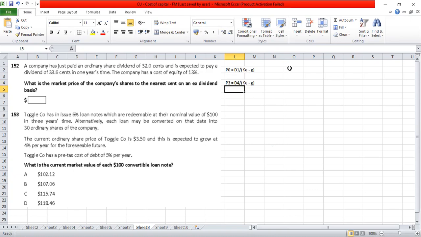So let's keep track of the different details given to us. The current ordinary share price of Toggle company is 3.50, and that is expected to grow at 4%. So what can we find out from this information? Current market price, which is equal to P0. P0 is 3.5. Okay, growth is 4%. Fine.